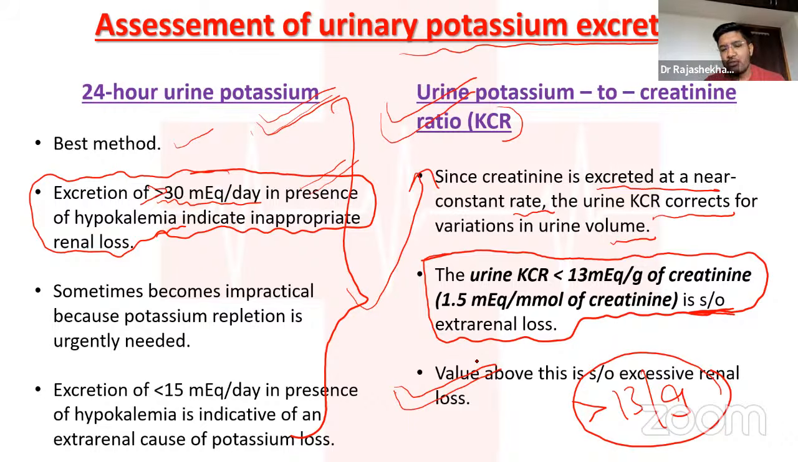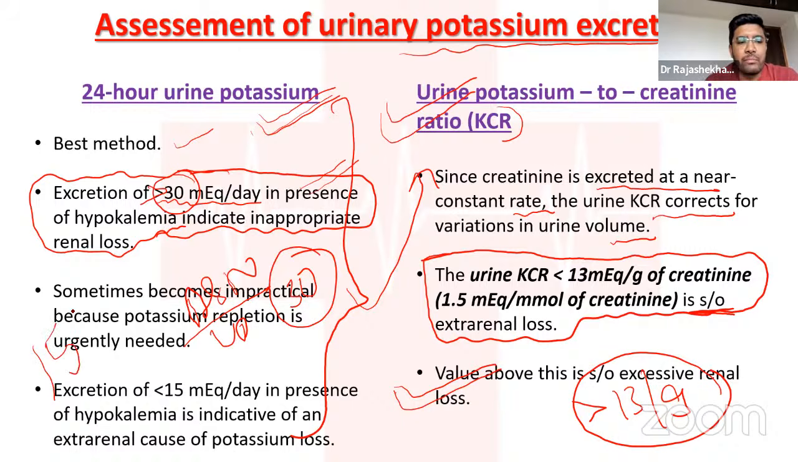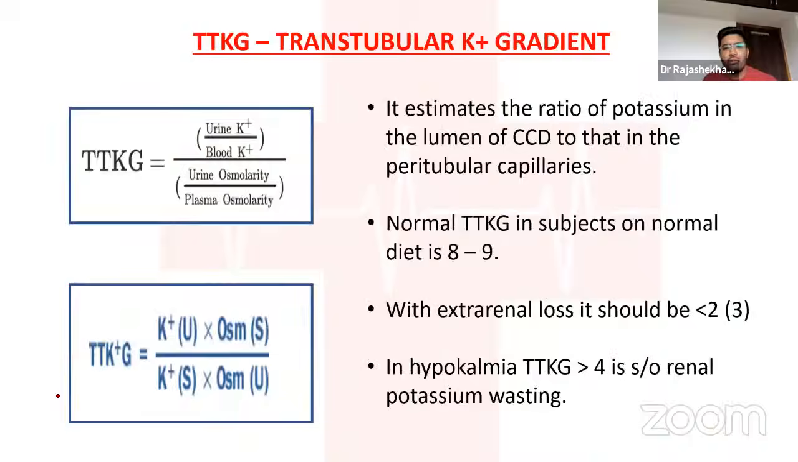So you need to remember this number. This is given in Harrison also. Whereas this 30 has been controversial, the American Society of Nephrology and UpToDate both mention about 30 as renal potassium wasting, whereas Harrison mentions 15. Some textbooks also mention 15 millimoles per day. So you can either say 15 according to Harrison or 30 according to the American Society of Nephrology, whichever way is convenient to you.